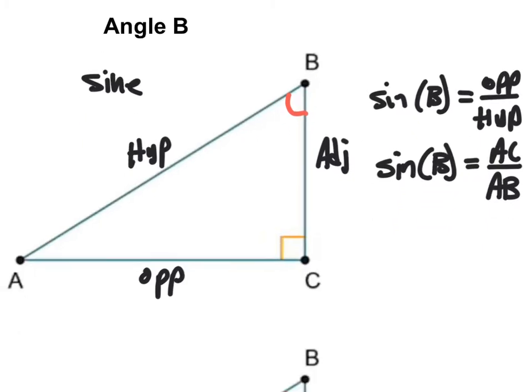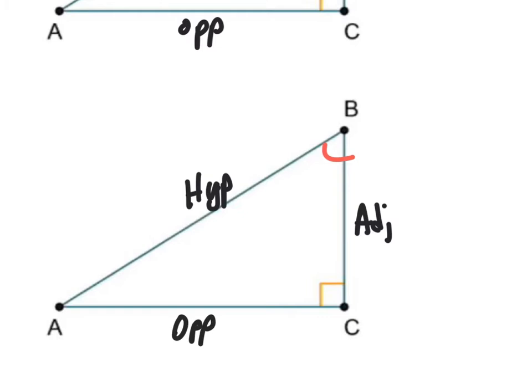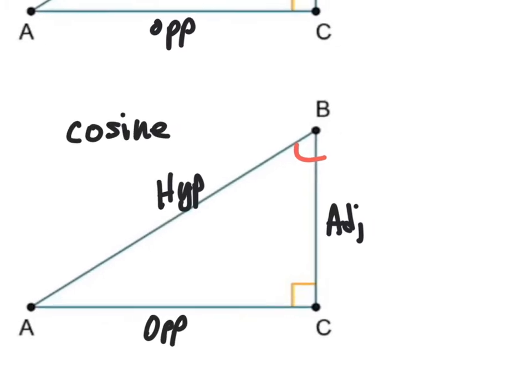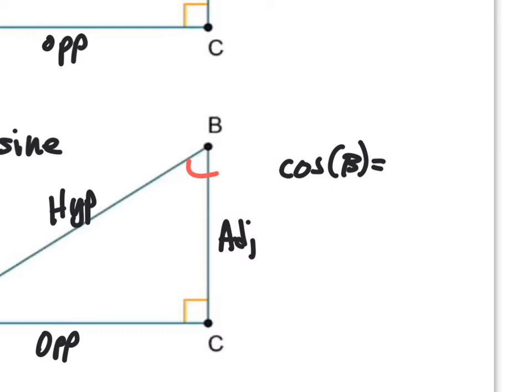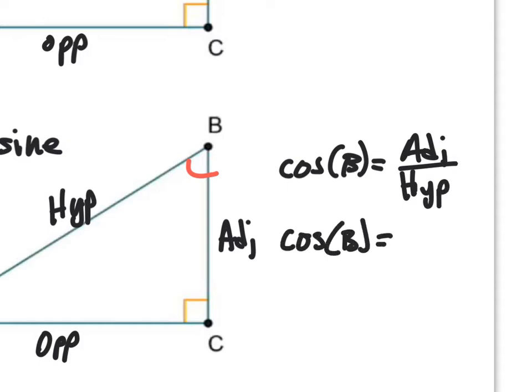Now let's do that for cosine. Here's cosine. If I did cosine of B, that would be my adjacent side, this side, divided by my hypotenuse. If we wanted to write out the actual values, cosine of B would be the length of BC divided by the length of AB.